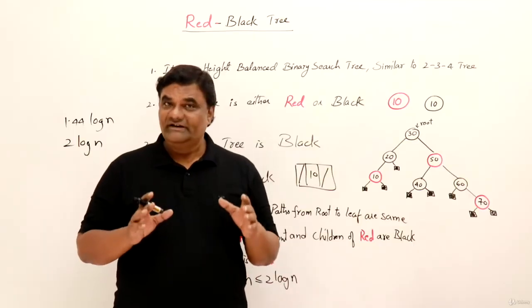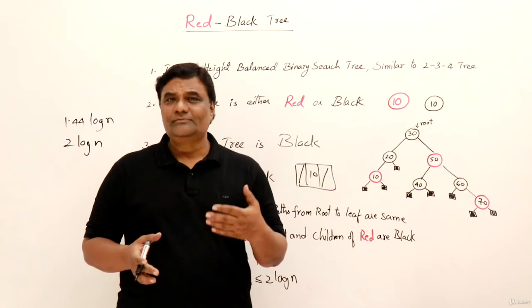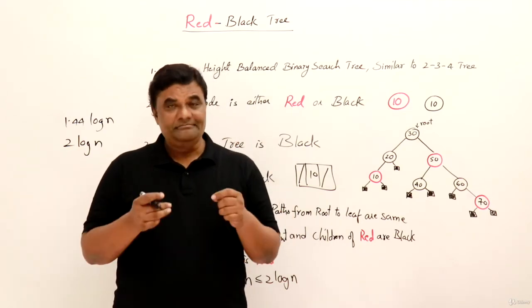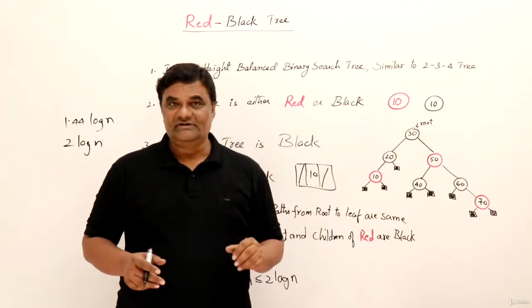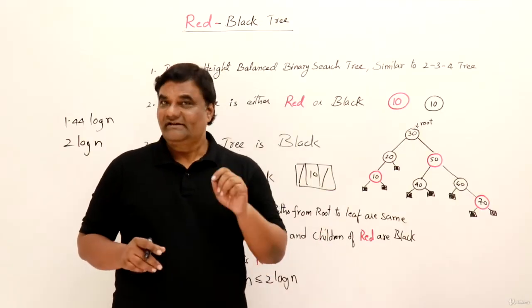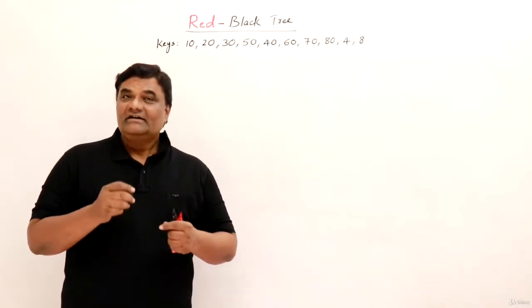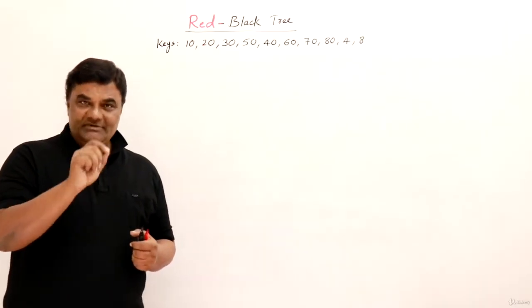So let us take a few keys and create a red black tree. I'll show you the insertion process, which is similar to a BST, that is binary search tree, plus AVL tree, that is height balance, because rotations are also there. Let us look at tree creation. Here I have taken some keys. Let us create a red black tree by inserting each key one by one.